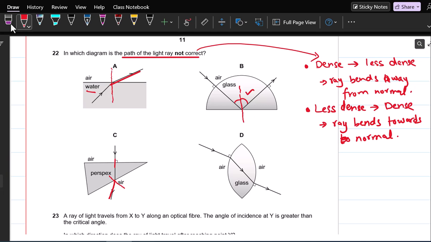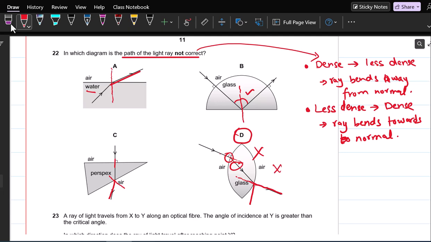Question number 22, D option is going to be possible. You can see here, if I draw a normal somewhere here at this point, like this, ray should move, or you can say bend towards the normal, and it is going away. And in this case, if I draw a normal line here, it should go away from the normal, but it is not going to that side. It is going along the normal. So this is wrong. D is correct option for question 22. This is not according to the rule.